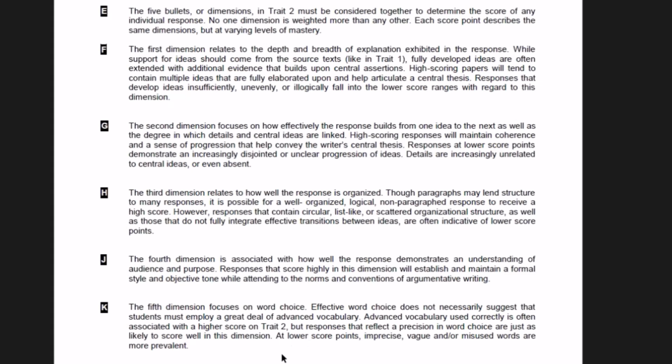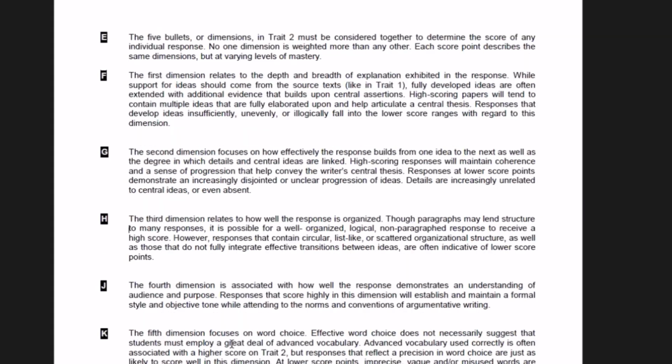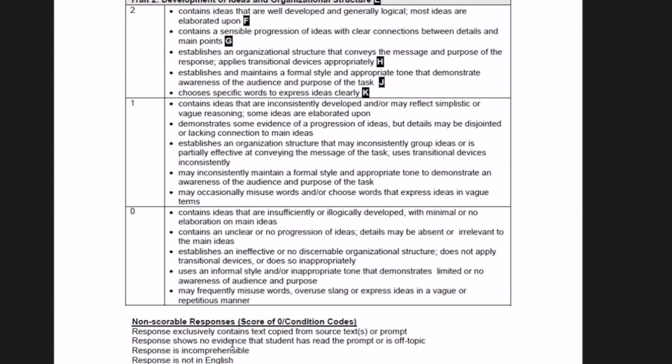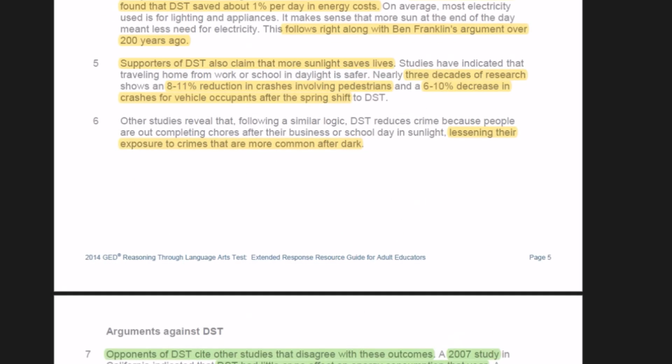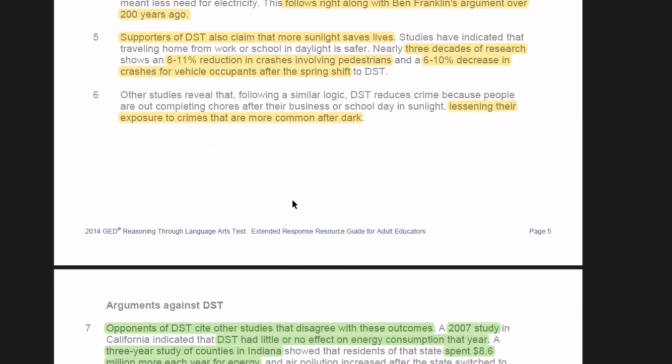So folks, I know that seems like a lot of information and a lot to be shared quickly, but as I mentioned earlier, it says it in the title, Trait 2, Development of Ideas and Organizational Structure. Are you able to not only read the prompts and locate all of the evidence that you could potentially use in your paper, but can you elaborate it? Can you use this evidence to prove your point? One side is stronger than the other.